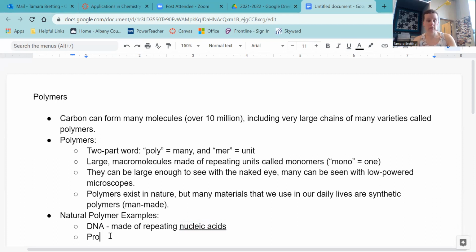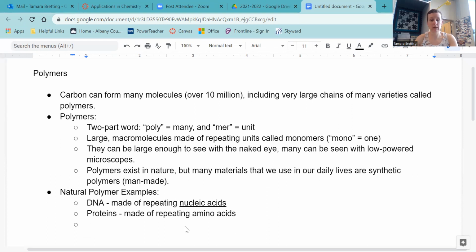Okay, proteins. Proteins are an example of a polymer, okay? A natural polymer that animals make, plants make. Proteins are made of repeating amino acids. So the amino acid then is the monomer, protein is the polymer.